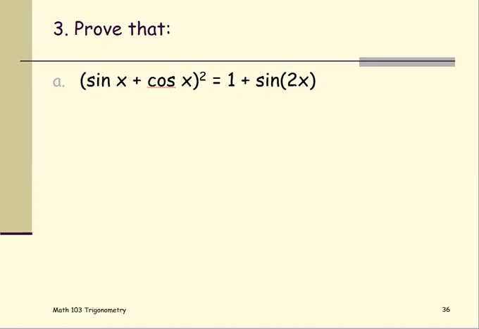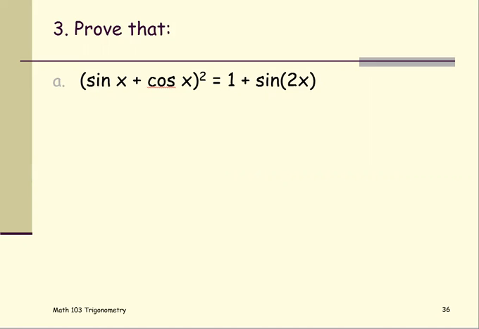For this example, we are going to prove that the quantity of sine x plus cosine x, squared, equals 1 plus sine of the double angle x. The guidelines to prove a trig identity: we will work on the side that has the more complicated term. Use appropriate trig identities, replace them, and simplify.